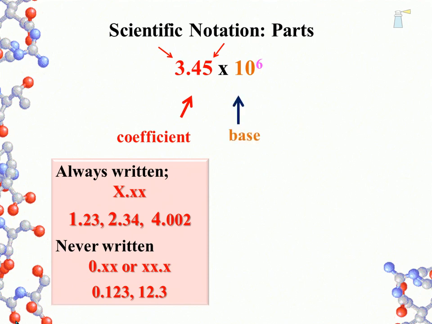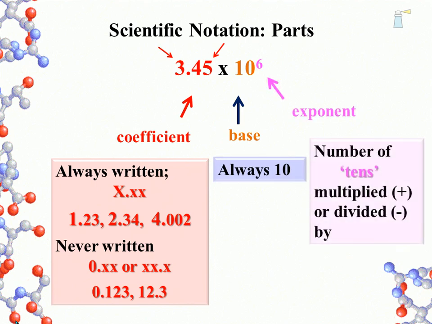The next term is a base, and that will be the value that we multiply or divide the coefficient by. We will look at that in more detail later. You will always be using 10 since our number system is base 10. The last term is the exponent, or the power. If it is a positive number, it states how many tens the coefficient should be multiplied by, and that will produce a large number. If it is a negative number, it states how many tens the coefficient needs to be divided by. That will produce a small number. Since the exponent is positive in this number, it says multiply the coefficient by 6 tens.